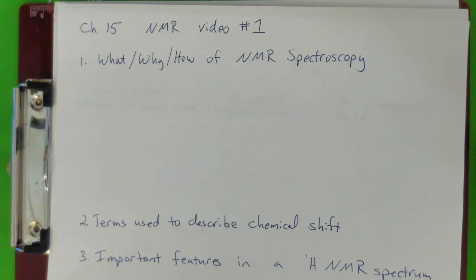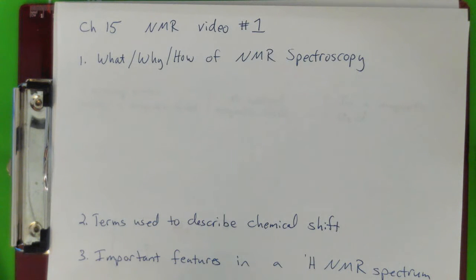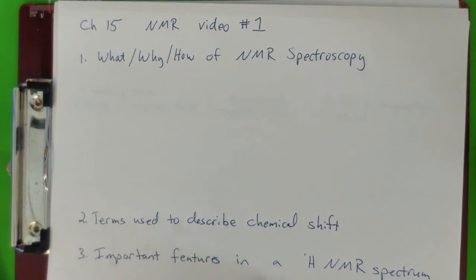Hello and welcome to the first video of Chapter 15. I'll give you an introduction into NMR spectroscopy. We're going to focus on three main areas in this video: the what, why, and how of NMR spectroscopy. And then we'll talk about terms that we use to describe the chemical shift, that's the position of a signal in an NMR spectrum. And then we'll look at important features in a proton NMR spectrum.